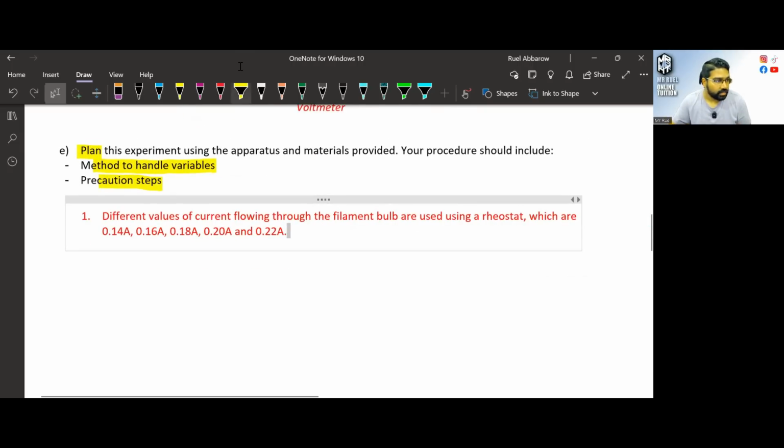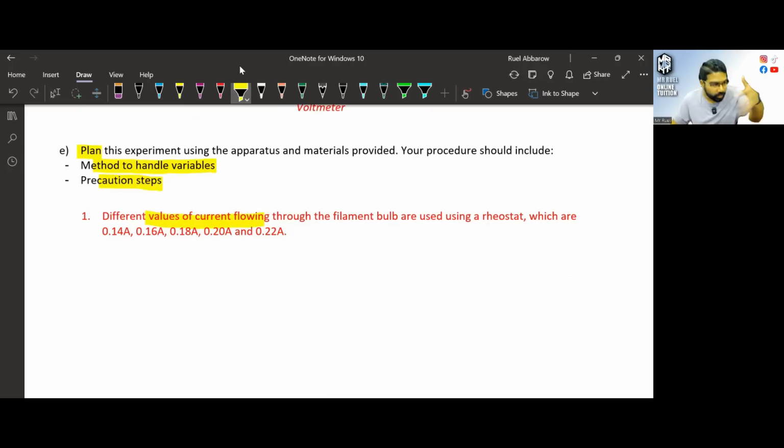So you just say we use different values of current. That's how you manipulate current, by using different values of current. Okay. Make it a good practice to always mention what apparatus you use to achieve that. So for example, how do you set different values of current? You set using a rheostat. Mention the instrument that we use to manipulate the manipulated variable.